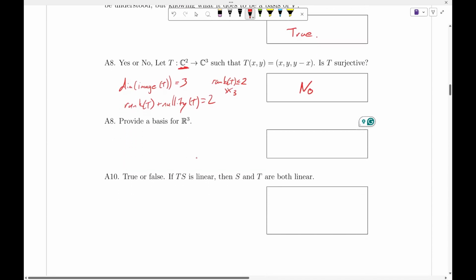Now, A9, we want to provide a basis for R3. Here we can just provide the standard basis.